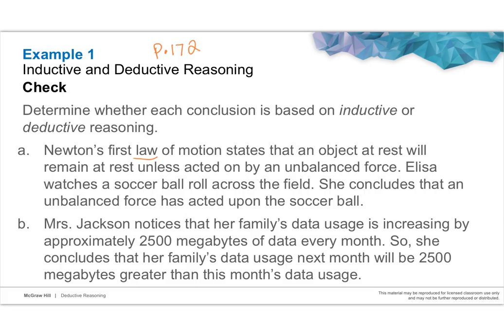In statement B, Mrs. Jackson notices that her family's data usage is increasing by approximately 2,500 megabytes every month. So she concludes that her family's data usage next month will be 2,500 megabytes greater than this month. She's looking at the every-month pattern there. So in part A, this is deductive reasoning, based on that law of motion. And Mrs. Jackson's conclusion is inductive, based on the pattern she has seen in her family's data usage over time.